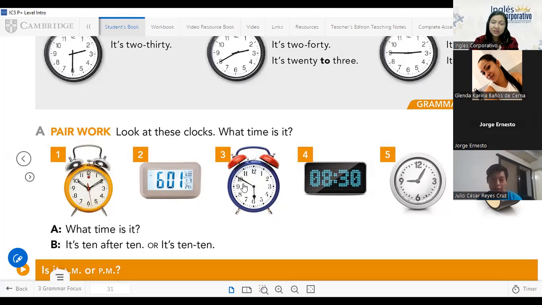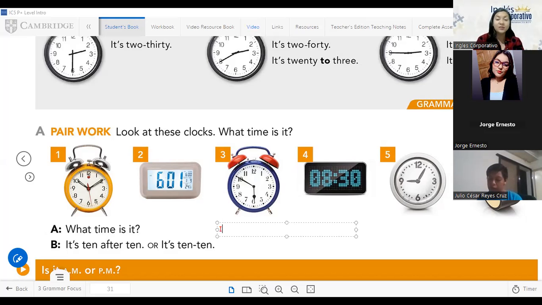It's 5:00. You are doing very well. It's 5:50, or it's... Sería, si decimos, it's 10 to 6, 10 para las 6. It's 10 to 6, or 5:50.